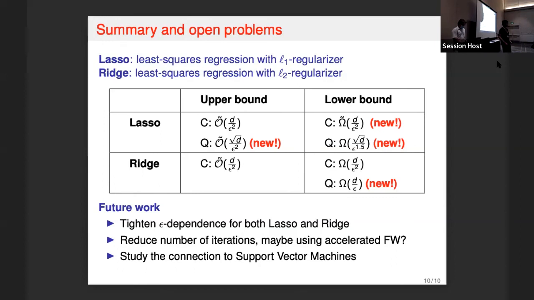Yeah, great. Thanks for the last talk. I have a question regarding the lower bound. You're saying that for Lasso and Ridge regression, you are using similar techniques to prove the lower bound, right? But we can see that the result, I mean the scaling in terms of D, is not the same. So why is that happening?